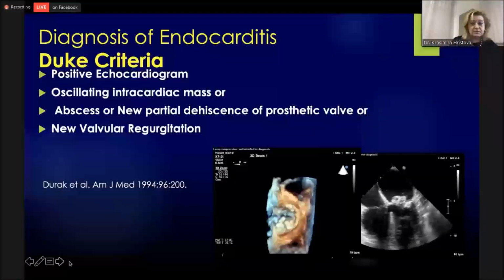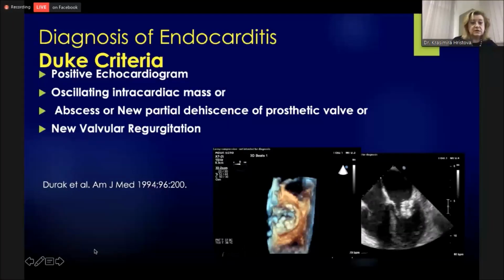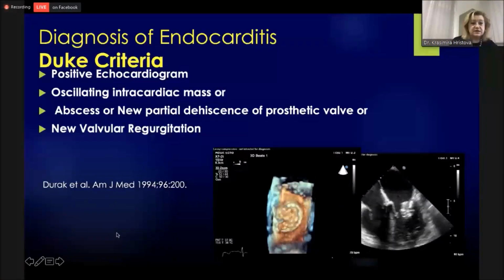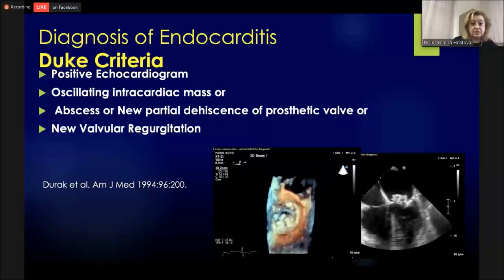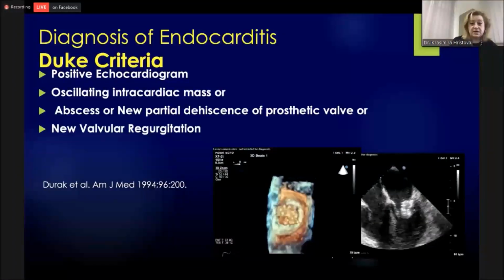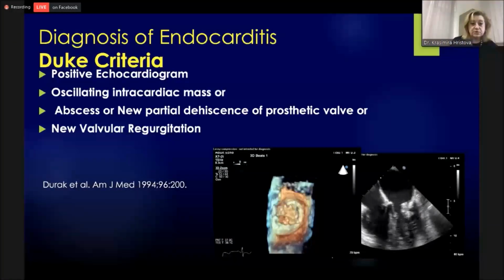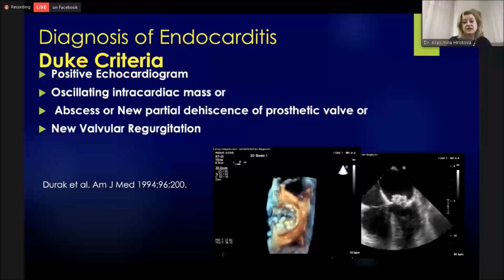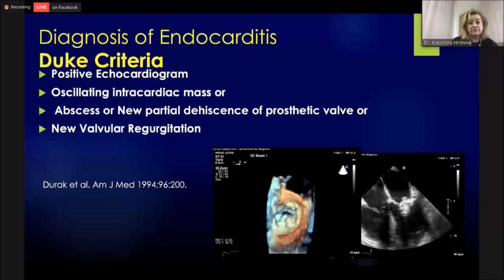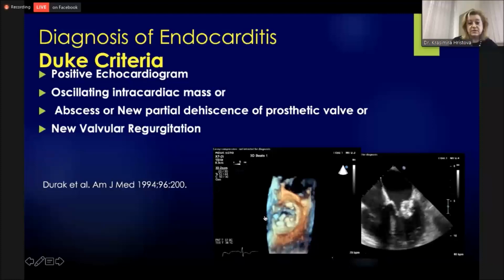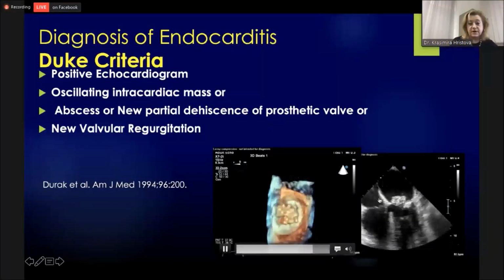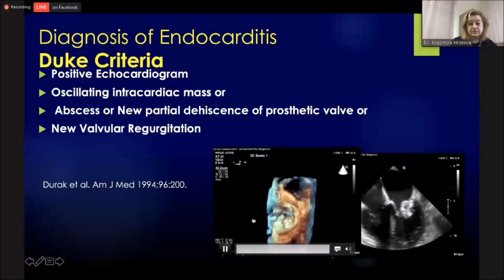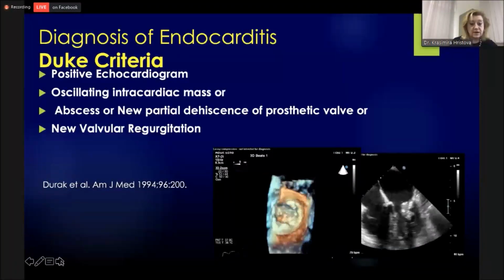When we look at the echocardiography criteria, we use the new criteria, which require a positive echocardiogram: an oscillating intracardiac mass, an abscess, or new partial dehiscence of the prosthetic valve, or new valvular regurgitation. This is one very nice case of endocarditis involving the mitral valve, and this is a 3D echo of this huge vegetation that we could find during the echo examination.